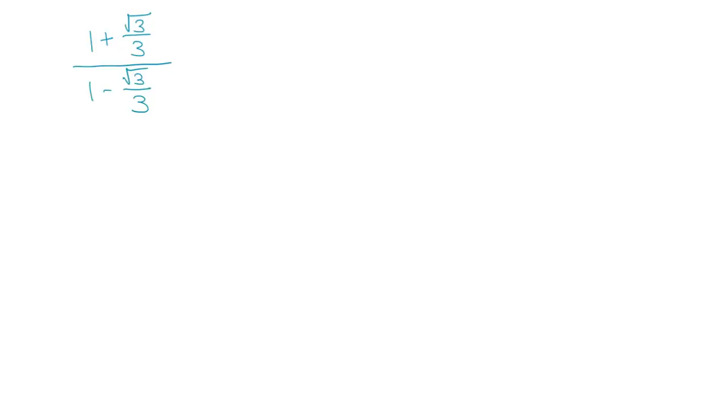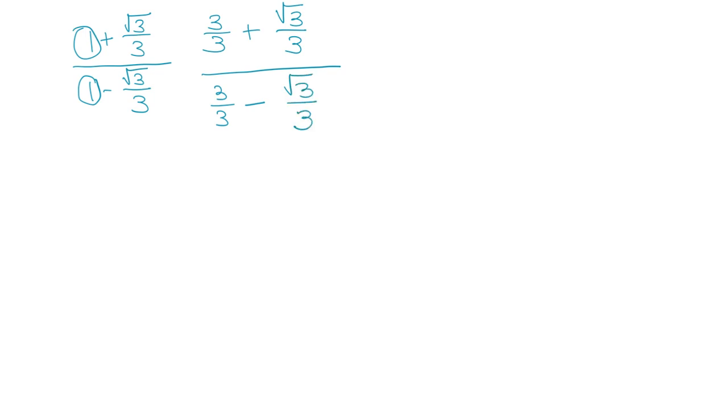So I have a problem on top and a problem on the bottom, and I need to combine the problems on top and on the bottom. I have two fractions that have unlike denominators, so I need common denominators. On the top I need a common denominator of 3, so I need to convert this to 3 over 3. So I'm going to have 3 over 3 plus square root 3 over 3, and I need to do the same thing on the bottom. This needs to be 3 over 3 minus the square root 3 over 3.